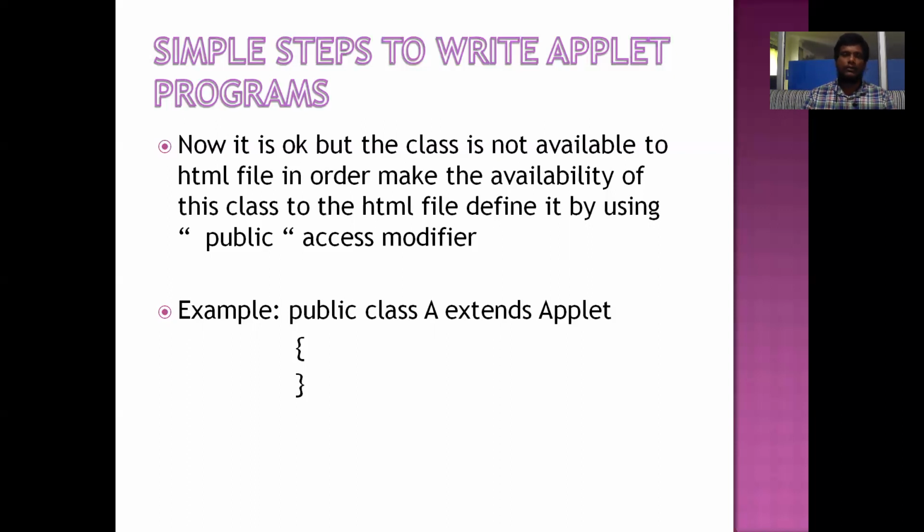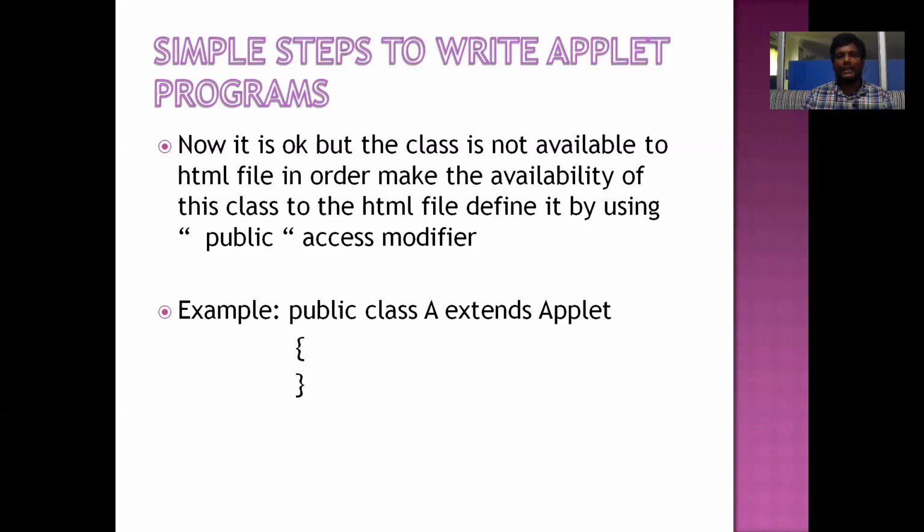As we all know, we have three types of modifiers: public, private, and protected. By using the public modifier, we can access the class, method, or variable anywhere in the program, or outside of the package also. Here also, we want to make this program available in the HTML file, so we have to define this class with the public keyword. Rewrite the class definition statement as public class A extends applet.